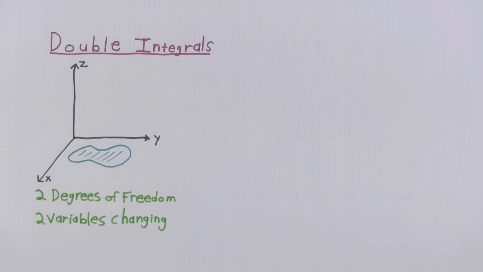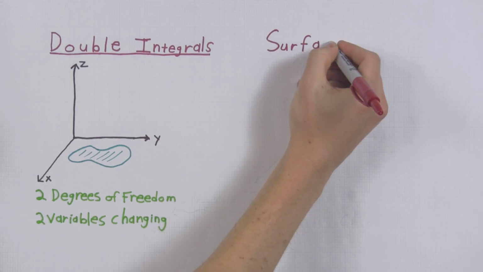This means that we can only move freely in two directions. Our position along the vertical direction, or the z-axis, is completely determined by our locations in x and y. In other words, the shape that we are confined to is a two-dimensional shape. Now let's compare this to surface integrals.